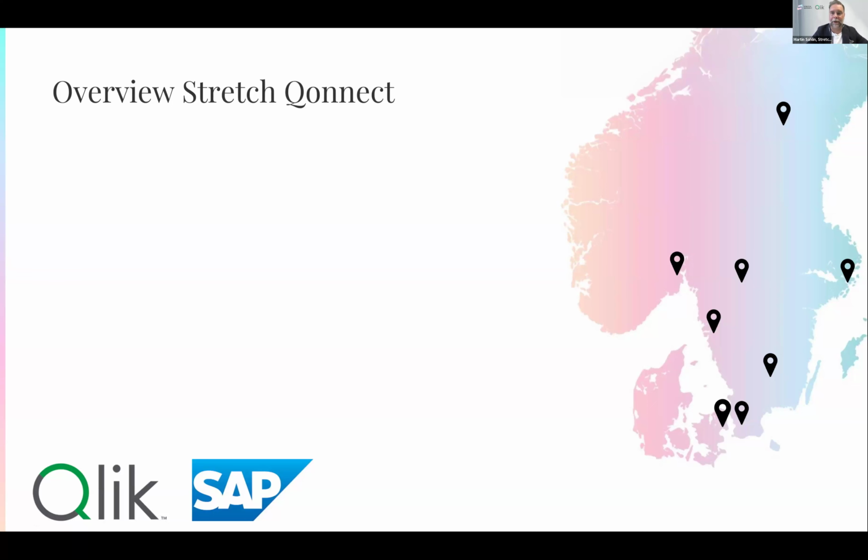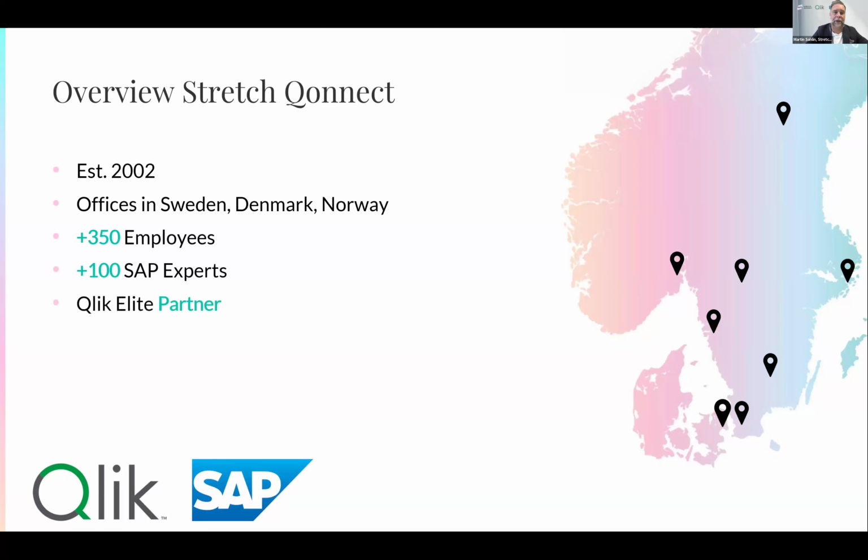Let's see how we can take this further into the SAP space and see if we can demystify SAP a little bit. Just some short notes about us, Stretch Qonnect. So we're based in Scandinavia. Been around for around 20 years. So Sweden, Denmark, Norway. We've got customers also in Europe, but our main home geographic location is in Scandinavia. We're a Qlik Elite partner. We're also a SAP partner. We have some other partnerships as well, but I think the Qlik and SAP partnerships would be the most important and big ones that we have.